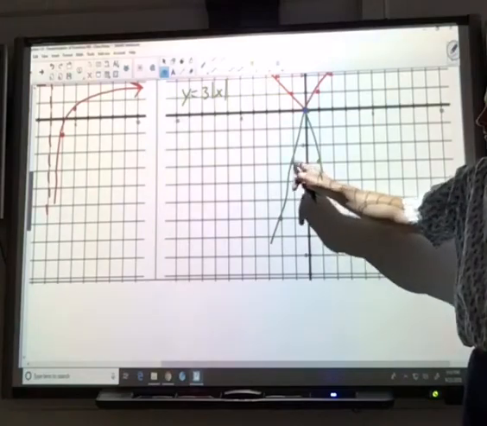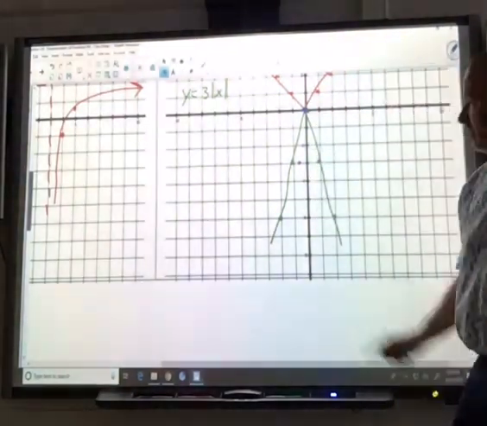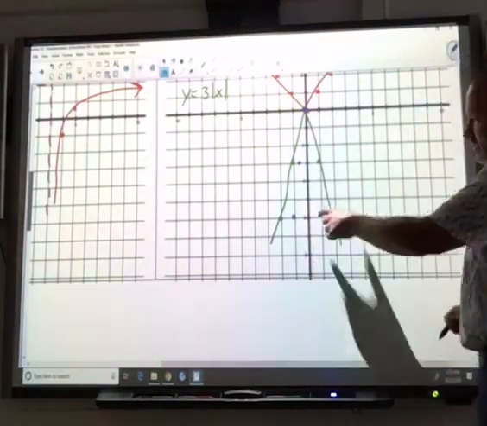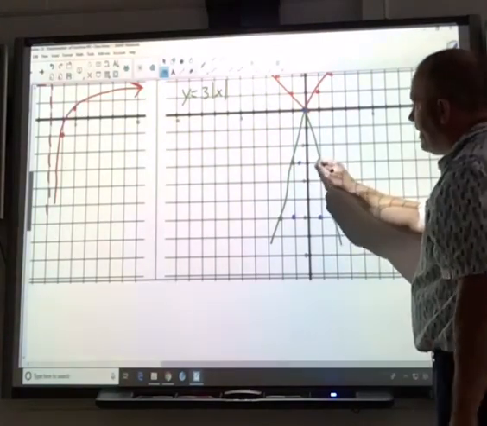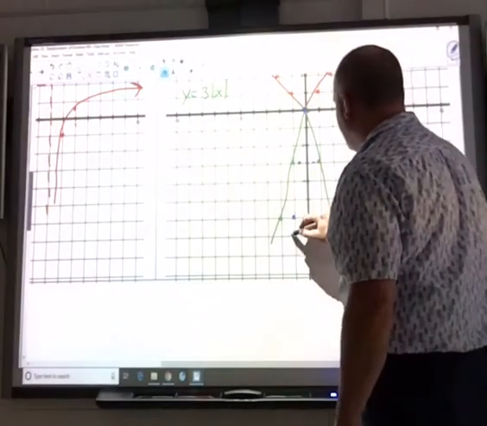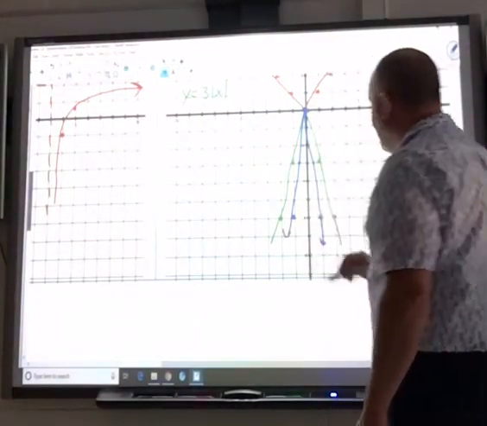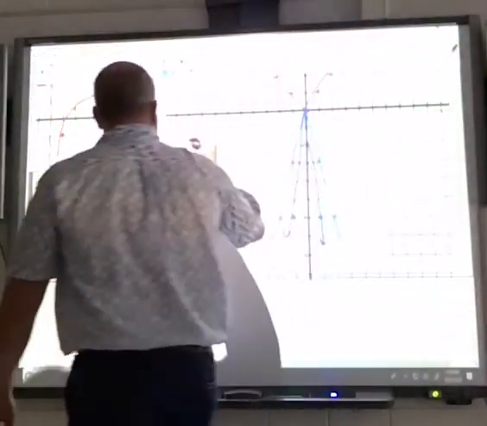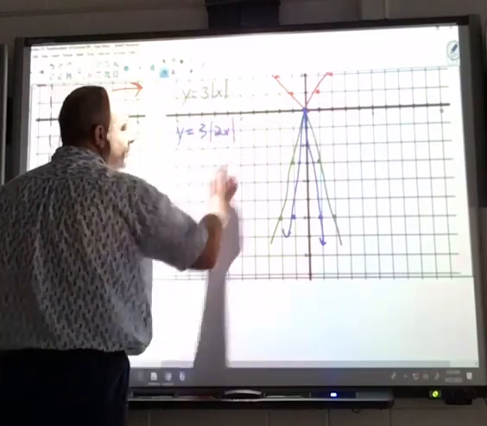This 1 here is going to be halved, so it's going to be right here. This 2 here is going to be halved, so it's going to go right here. This distance of 2 is going to be halved. And this distance of 1 is going to be halved. And we're left with this super skinny looking function that's been stretched and compressed. Stretched vertically and compressed horizontally. So very, very skinny. Okay? And so my blue function is going to be y is equal to 3 times 2x.